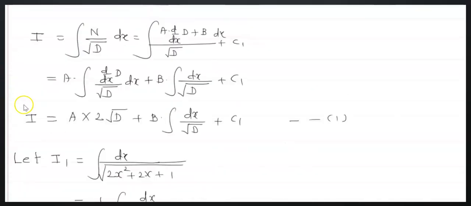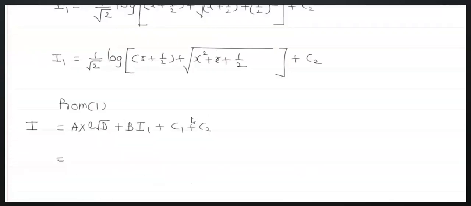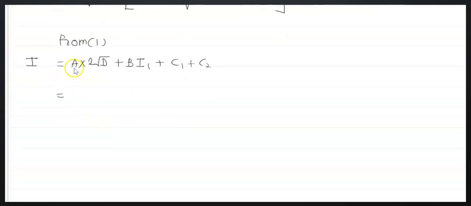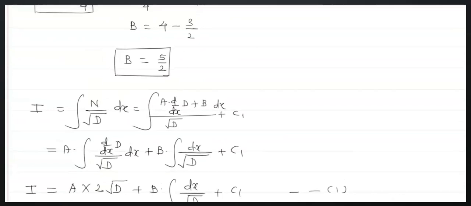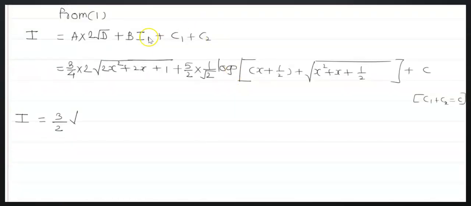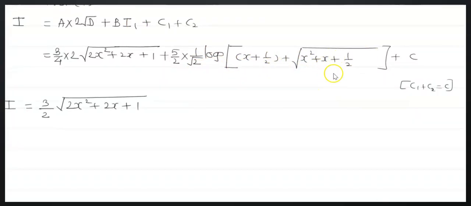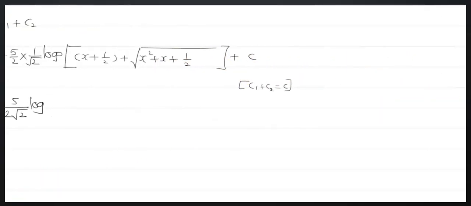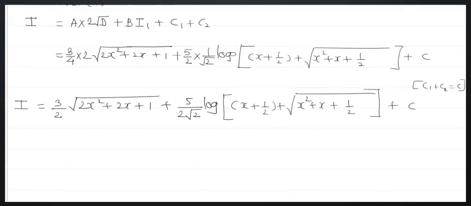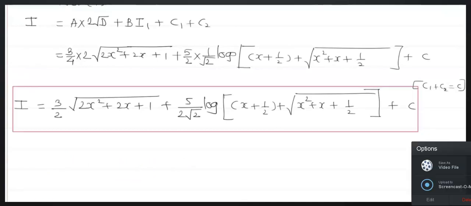Now from 1, that is I is equal to a into 2 root d plus b I1 plus c1 plus c2. Substitute the value of a, which is 3 by 2, into 2x square plus 2x plus 1. This is the value of I1, that is 1 upon root 2 log of x plus 1 upon 2 in root of x square plus x plus 1 upon 2 bracket complete, and c1 plus c2 is c. So this is the final answer.